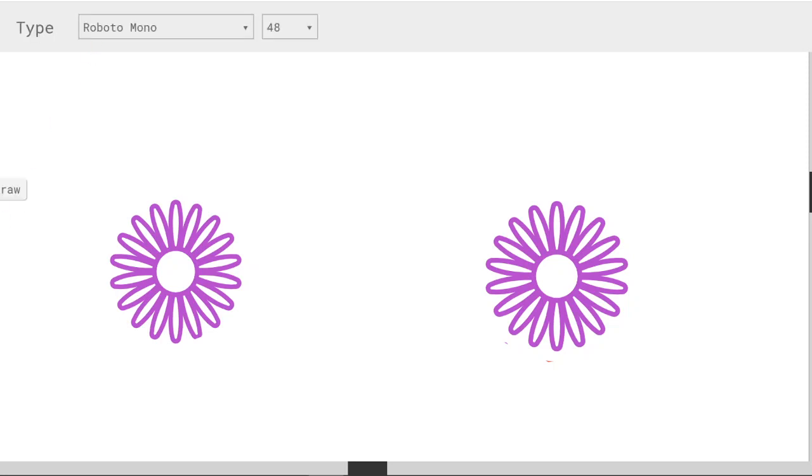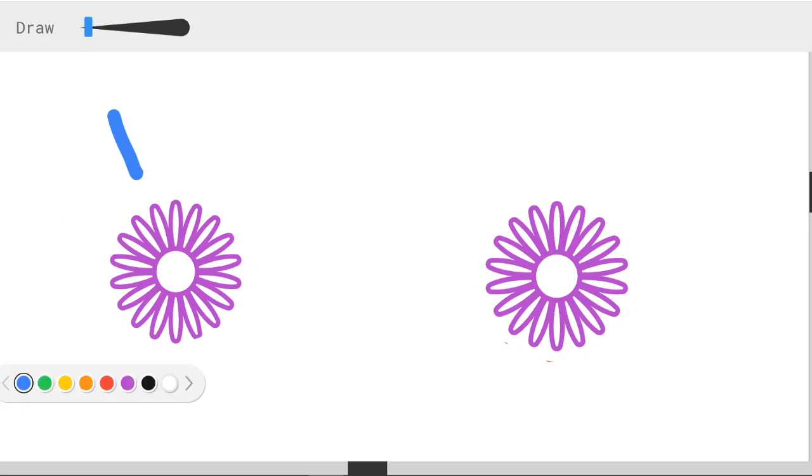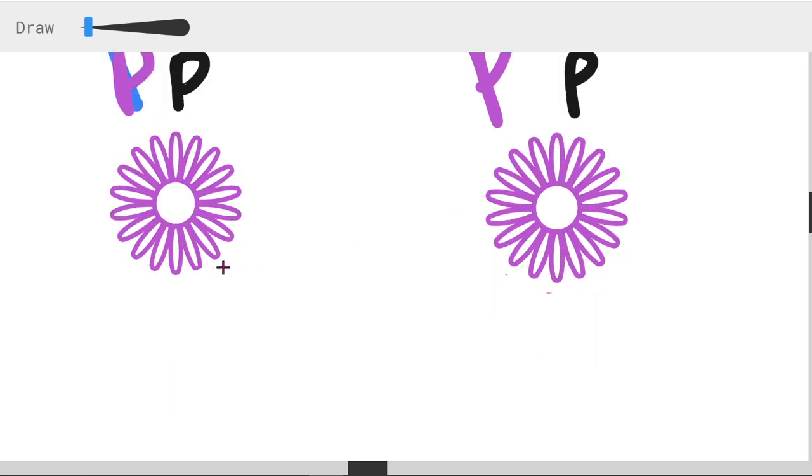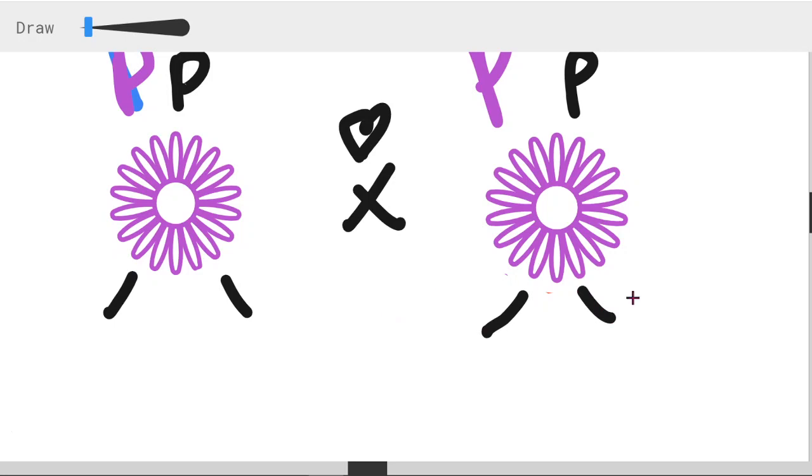Now we're gonna use our brush here, a little smaller. And first we're gonna just label the alleles. So we know we have purple allele with a non-purple allele, and we have another purple allele, dominant purple, with a non-purple allele. Now let's do the same kind of thing. We're gonna cross them again, and we're gonna see what type of combinations we can get.